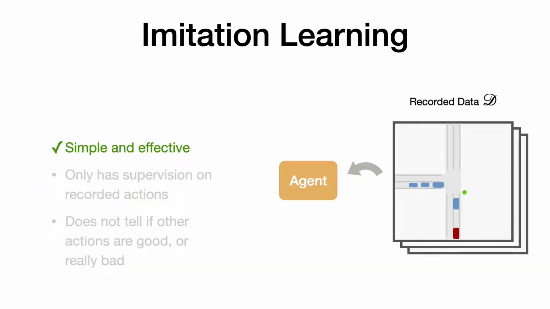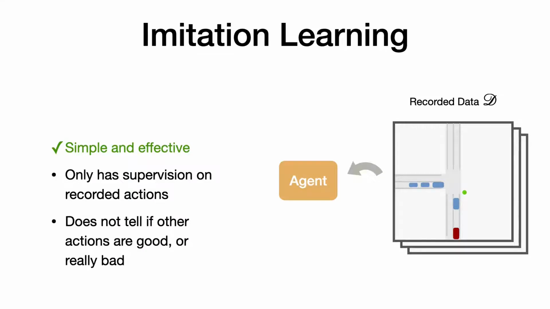Overall, imitation learning is simple and effective. However, it only supervises ideal actions for each state. It does not know what other actions might also work. It also doesn't know which failures are critical and which failures just lead to slightly suboptimal behavior. It struggles to generalize if the test distribution drifts away from the training distribution.